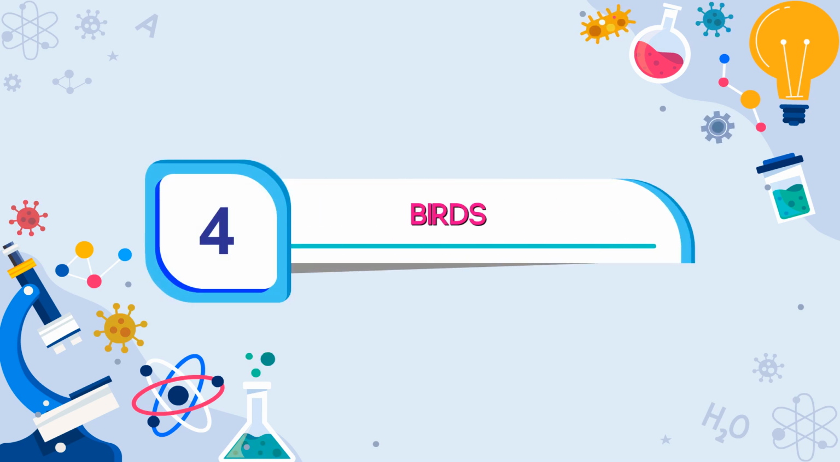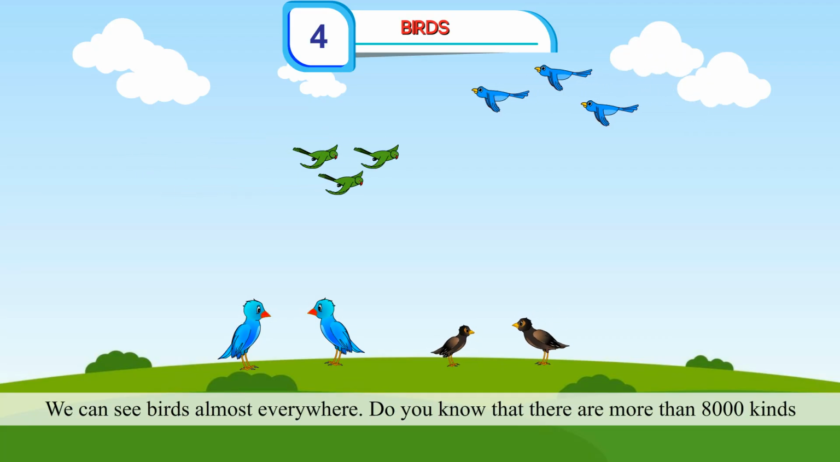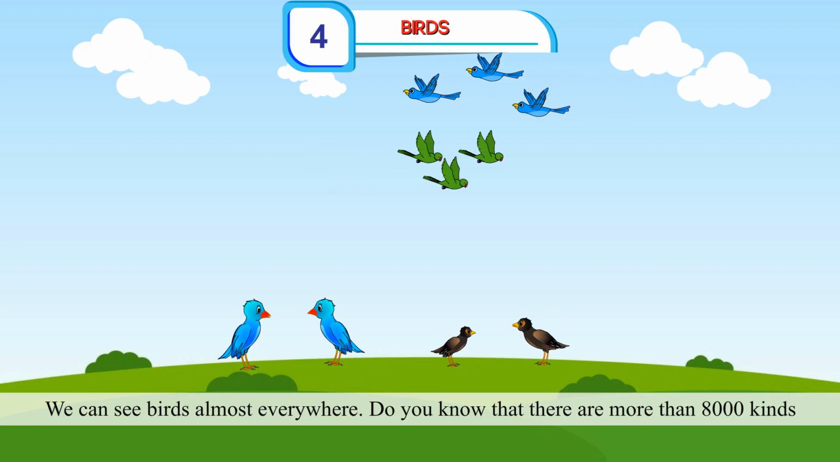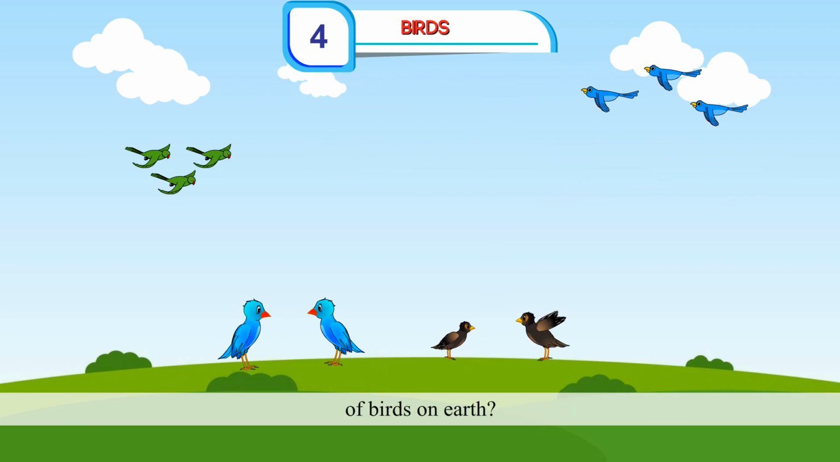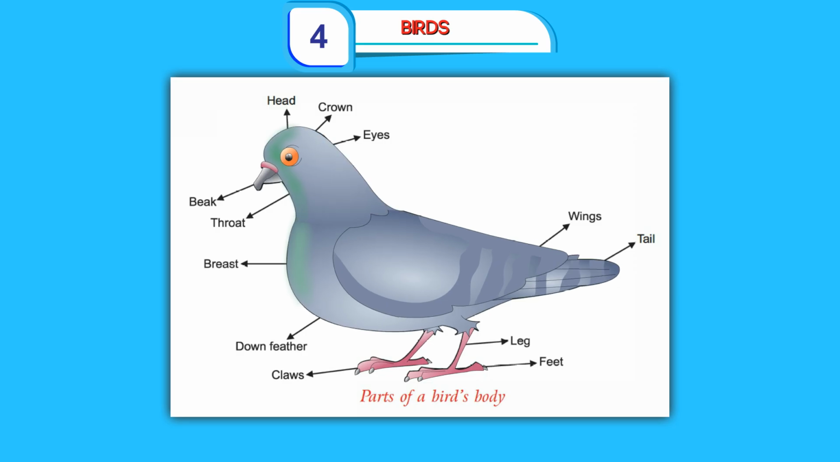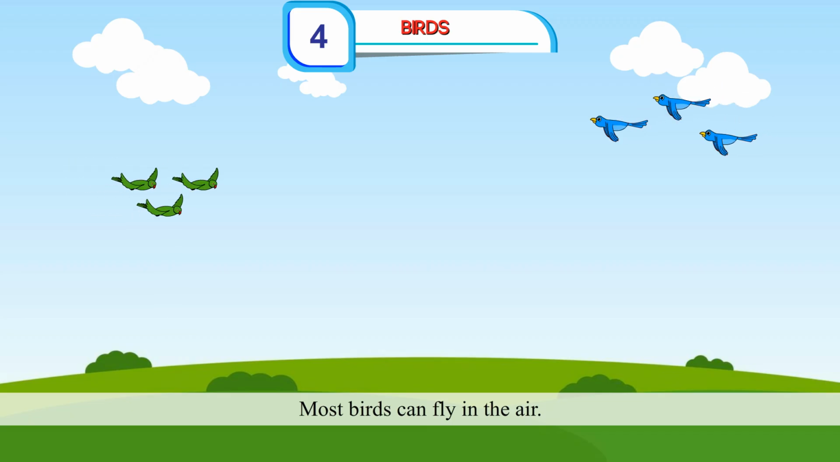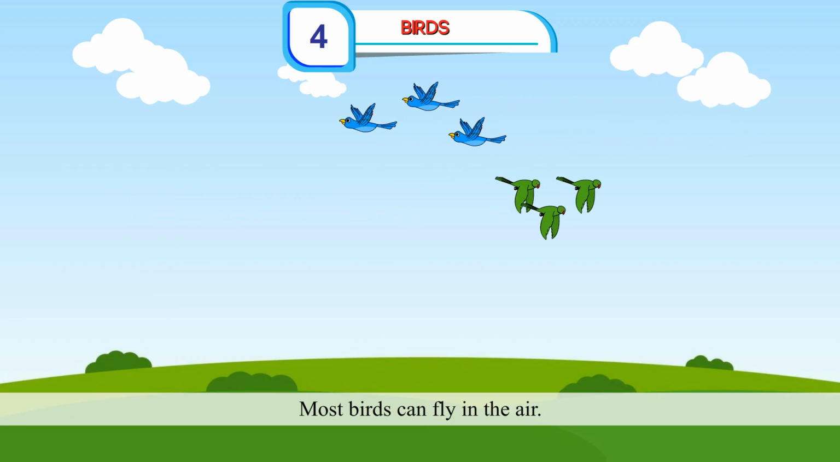Chapter 4: Birds. We can see birds almost everywhere. Do you know that there are more than 8,000 kinds of birds on Earth? Parts of a bird's body. How do birds fly? Most birds can fly in the air.